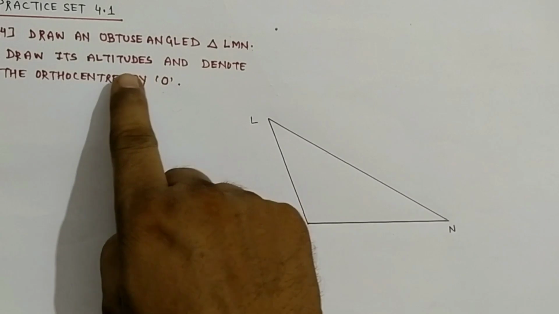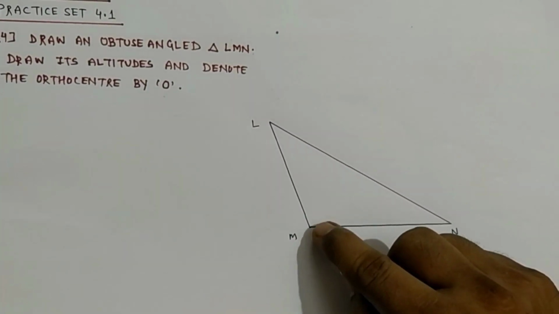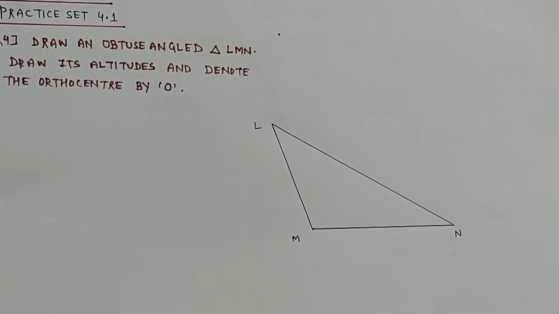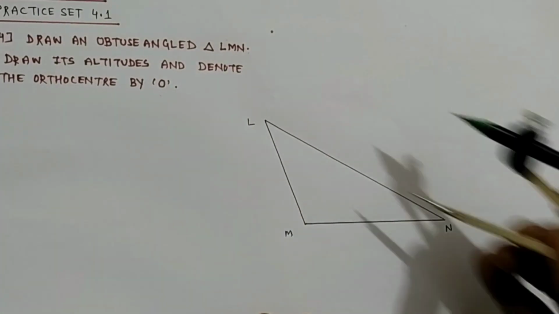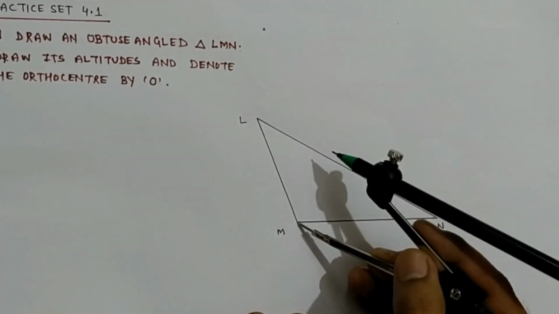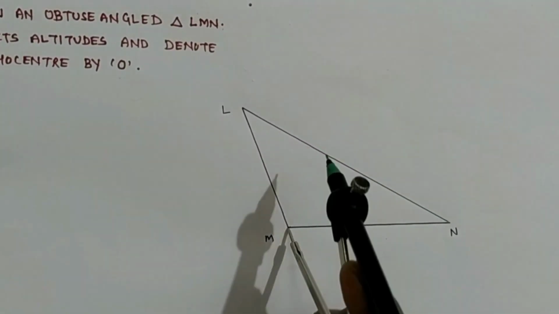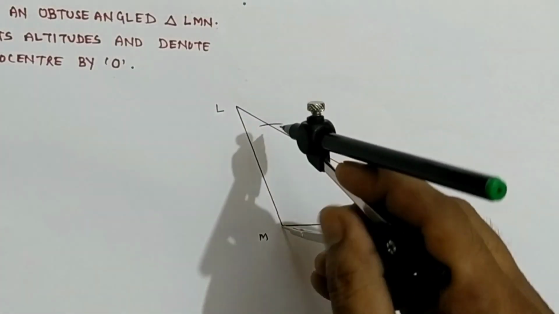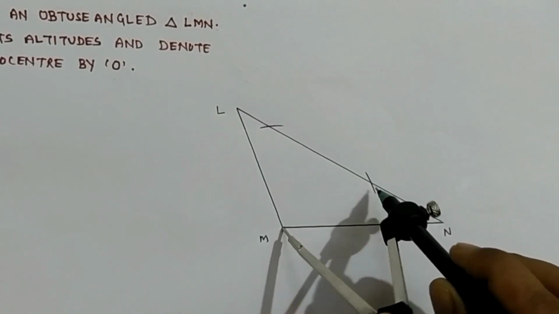Now what is altitude? So we'll take this vertex M. From the vertex, the perpendicular on the opposite side is called altitude. Let us draw from M first. From this point M we have to draw altitude on LN. Keep the compass on point M, take suitable distance and on this opposite side cut two arcs. First, this is second. Cut two arcs on that opposite side.